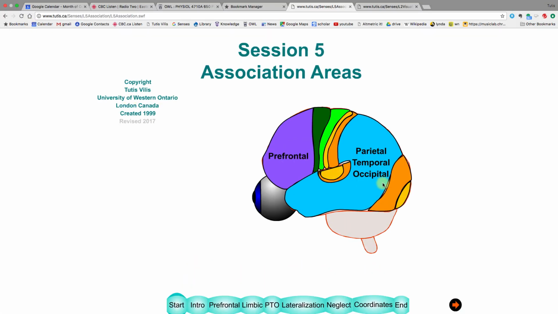Okay, so today we're going to cover the association areas. In the first lecture, we covered how the eye works, and then we covered how the visual system analyzes the eye's information and where the visual information goes to. And now, in one quick lecture, we'll take care of the rest of the brain. So it's a quick lecture on what the rest of the brain does.